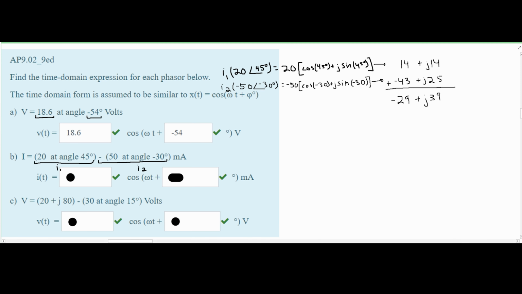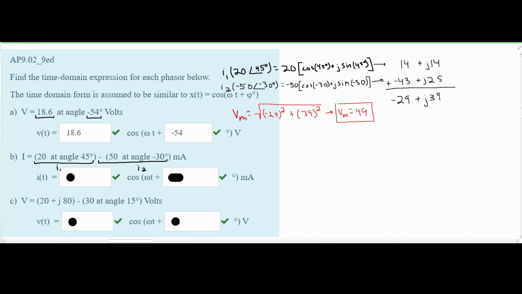So for this, first thing we need to do is find our Vmax. And to do this, we are going to have the square root of our real number, which is negative 29, squared, plus our imaginary number, which is 39, also squared. And this is going to give us approximately 48.6, or that our Vm is approximately 49. So we're going to remember that for part of our answer.